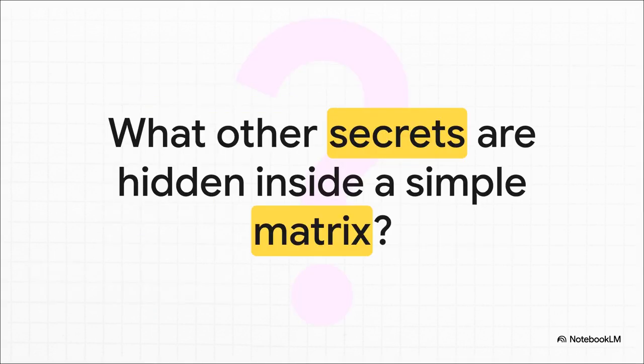And that really makes you wonder, doesn't it? A matrix isn't just a grid of numbers. It's this compact, elegant description of a geometric action, hiding concepts like volume, orientation, and so much more. Which leaves us with the big question. What other secrets are hidden inside a simple matrix?